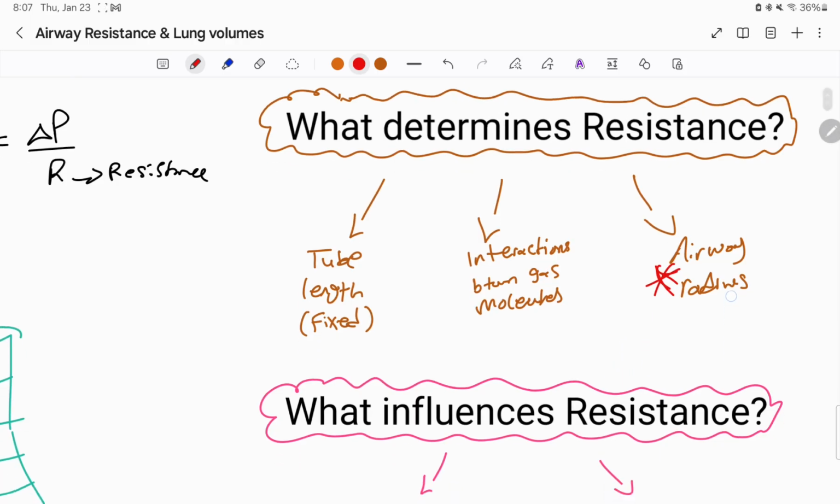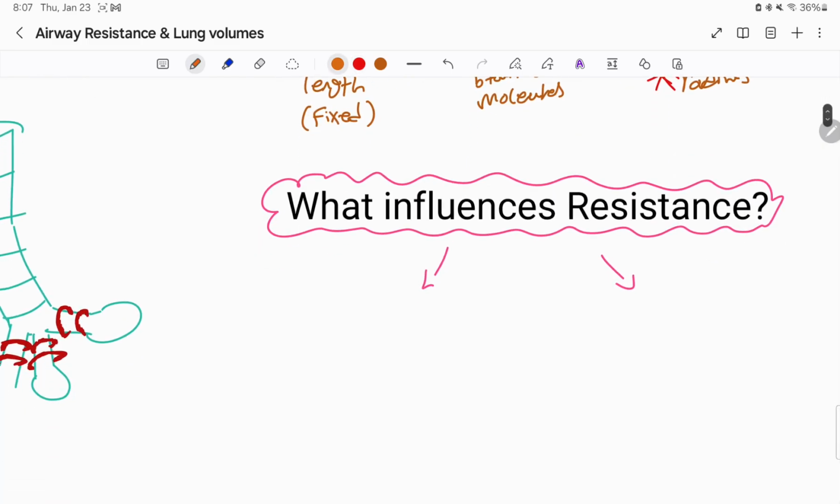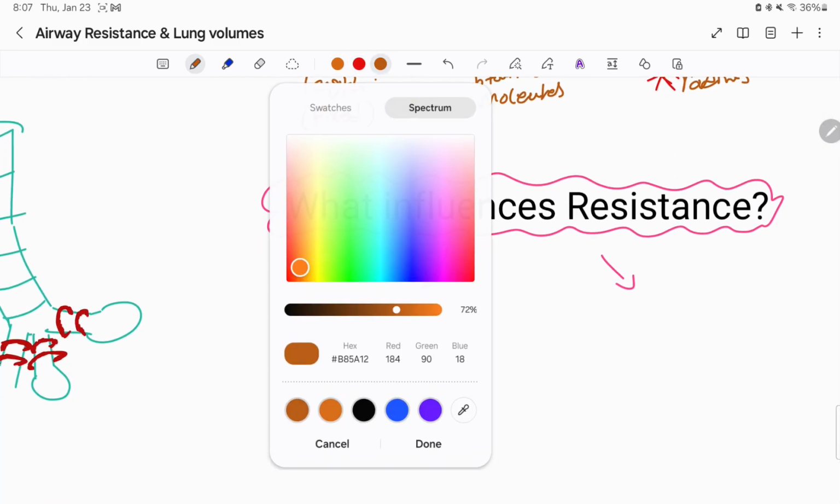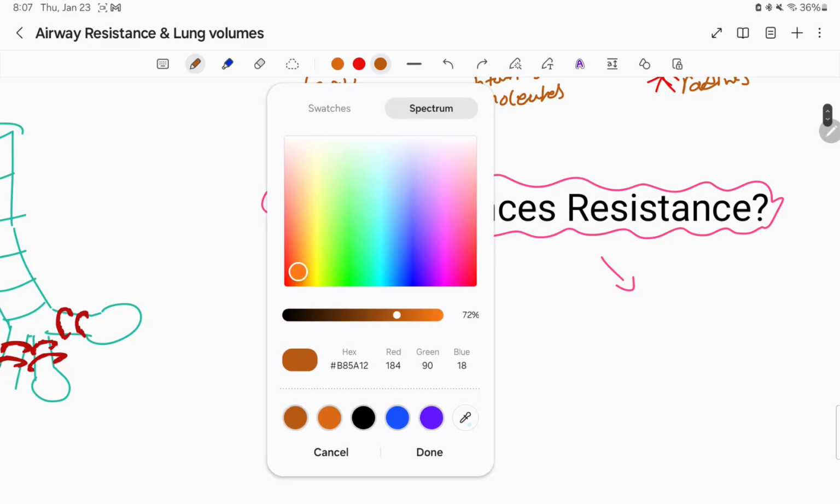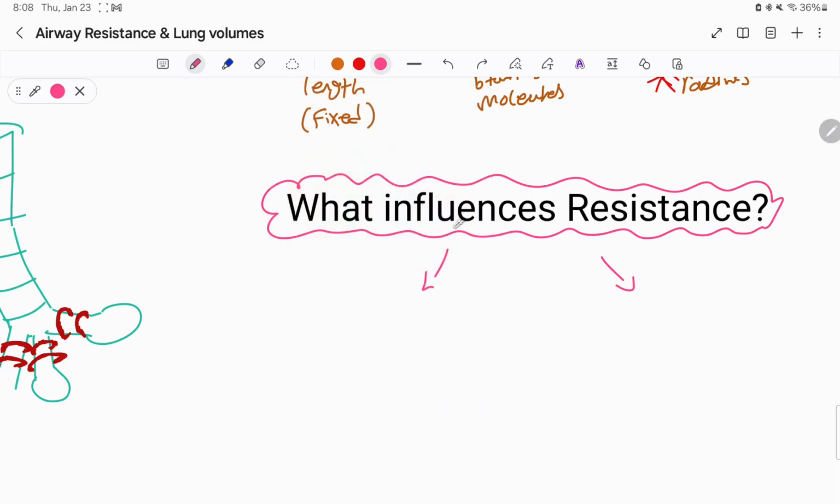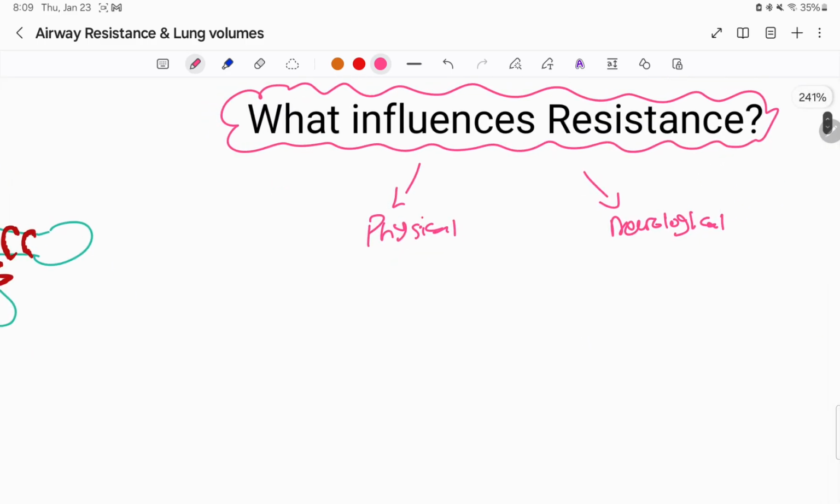Now, with that said, what actually influences resistance, guys? A couple of things influence resistance, so let's take a look at that very briefly. There's going to be physical factors that influence resistance, and there's also going to be neurological factors. I'll put a little asterisk here, quotations on the neurological, because one of them is not really neurological, but either way.